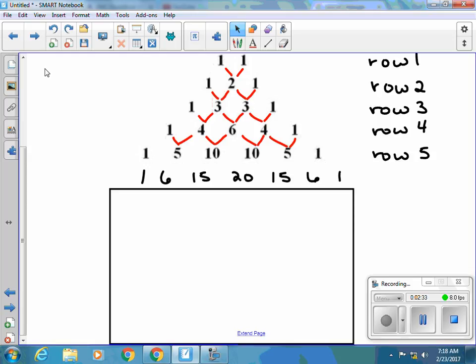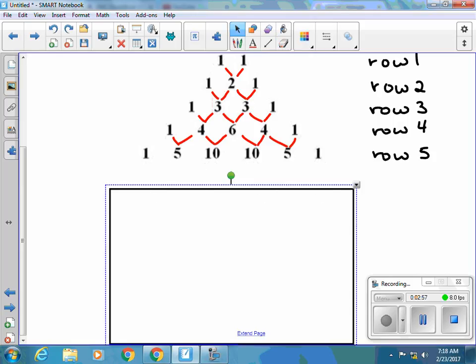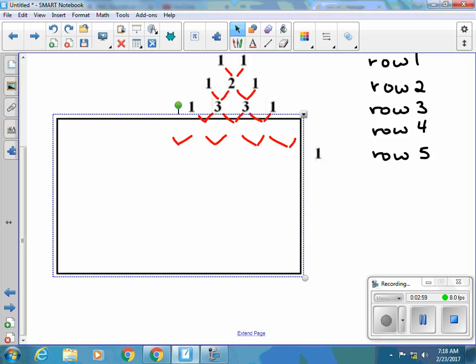So say for instance they ask you for what are the numbers in the 11th row. This is where you might not want to go through and complete Pascal's triangle until row 11. This is where combinations actually come into play. So let's say, I'm going to delete this. Sorry, it's kind of in my way.